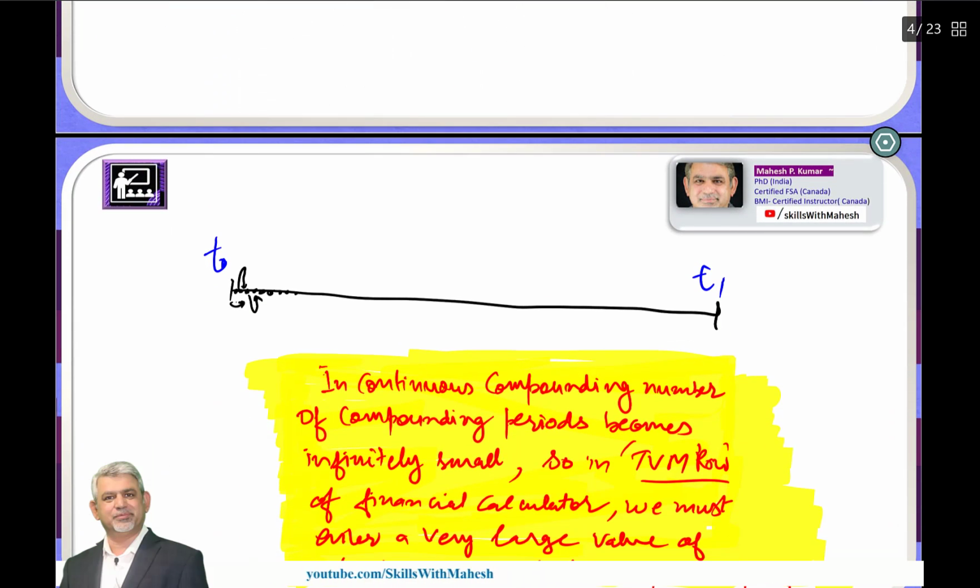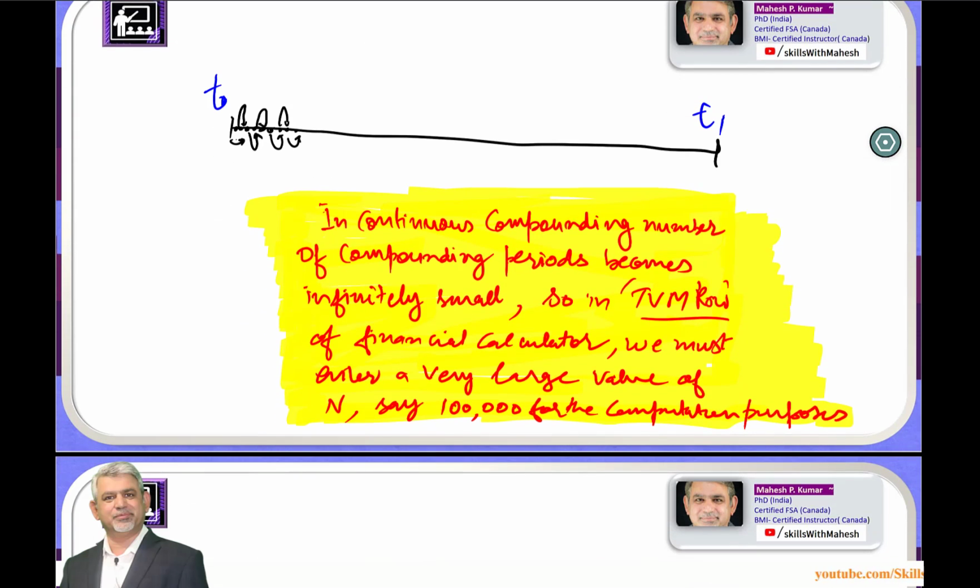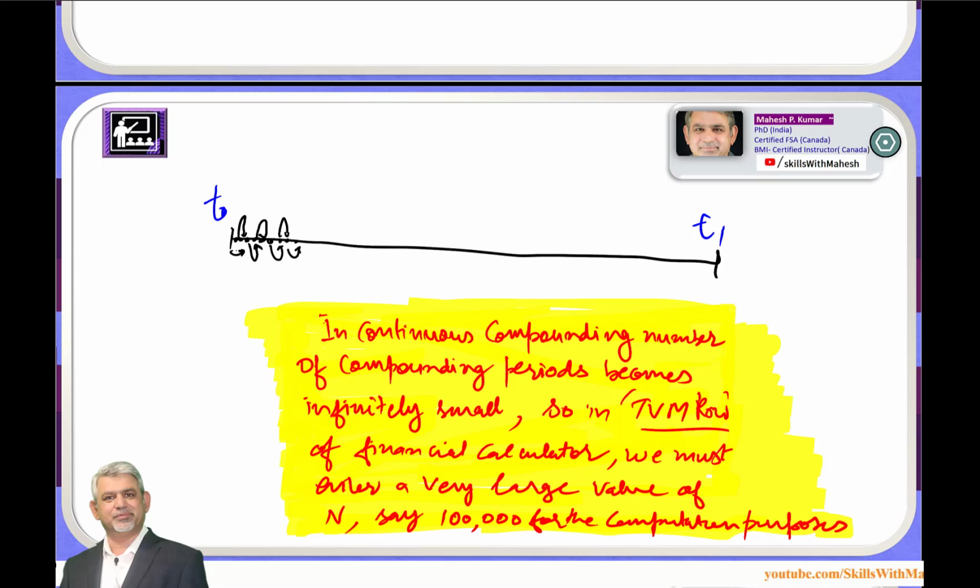But in continuous compounding, these compounding intervals are very small. These are infinitely small, right? So in continuous compounding, the number of periods becomes infinitely large. So in the TVM row of the financial calculator, we must enter a very large value for n, maybe 100,000 for computational purposes. So this way we will be able to solve for continuous compounding.